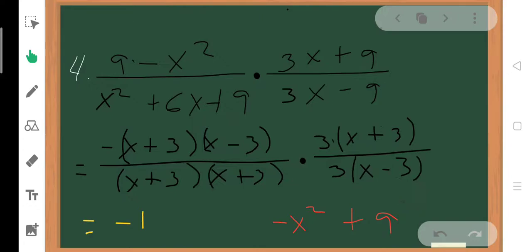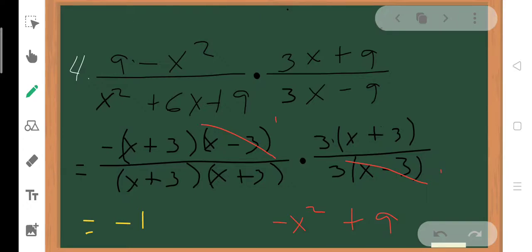So this time, we're going to cancel out the common factors in the numerators and denominators of the rational algebraic expressions. For the first rational algebraic expression, we have x minus 3 in the numerator, and we also have x minus 3 in the denominator, so we can cancel them. Because x minus 3 divided by x minus 3 is 1. Then x minus 3 divided by x minus 3 is 1.